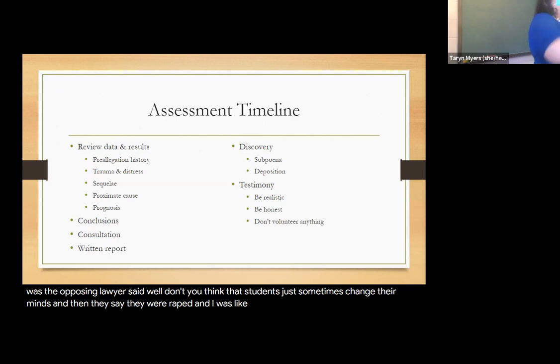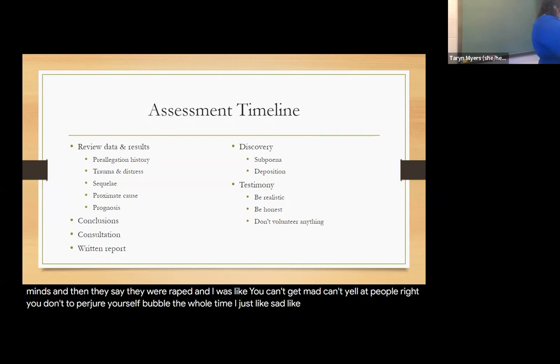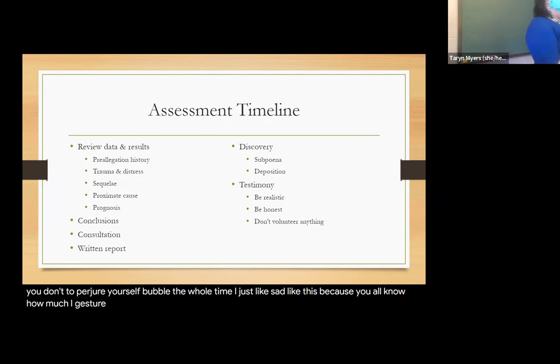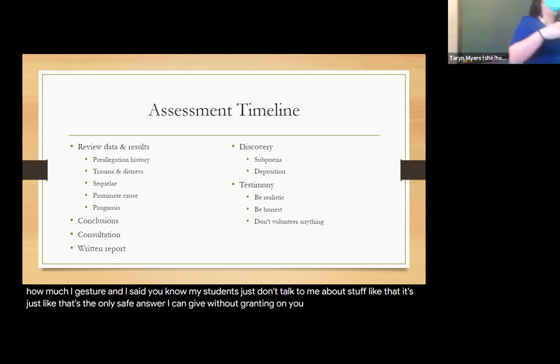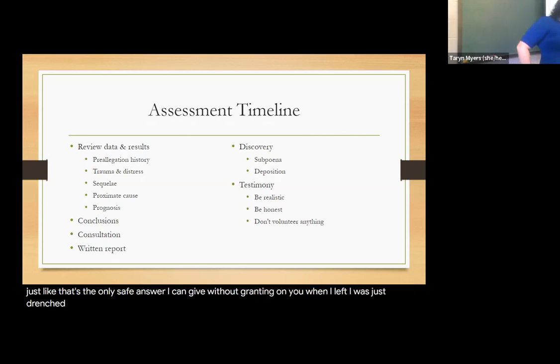But they had told me, you can't get mad, you can't yell at people, right? You don't want to perjure yourself. So the whole time I just sat like this, because you all know how much I gesture. And I said, my students just don't talk to me about stuff like that. That's the only safe answer I can give without ranting on you. When I left, I was just drenched in sweat. So this can be stressful, but particularly if you do it more often, I think not as much.